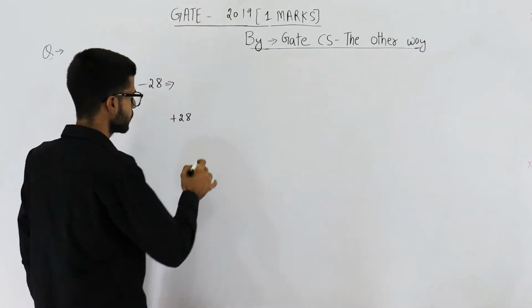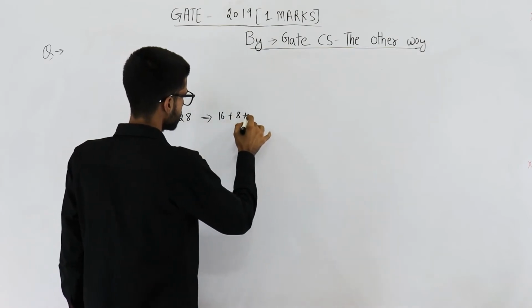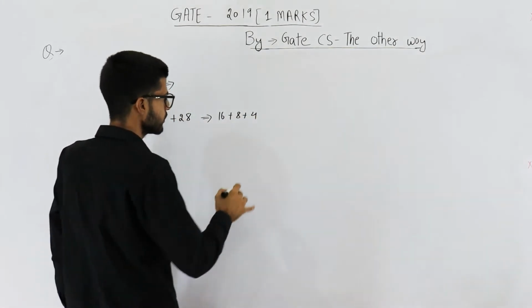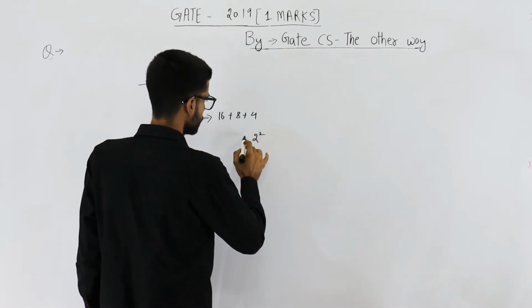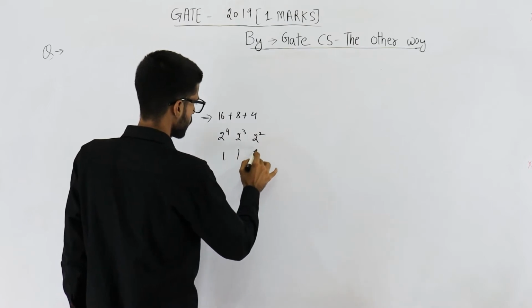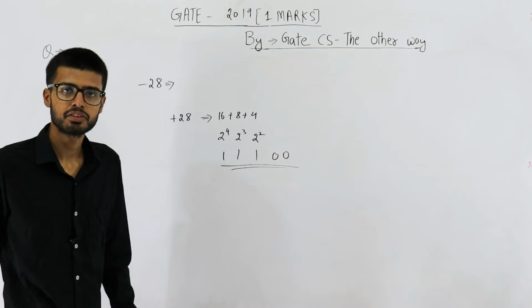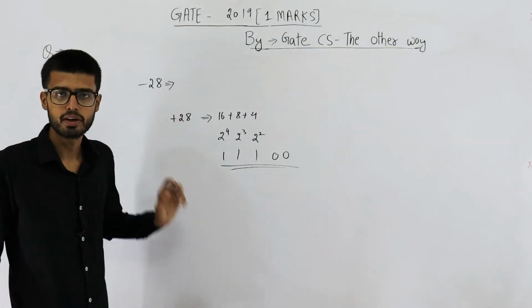You can see this will be 16 plus 8 plus 4. That means 2 raised to the power 2, 2 raised to the power 3, and 2 raised to the power 4. So it will be 1, 1, 1, 0, 0. This is the representation of the unsigned number 28.